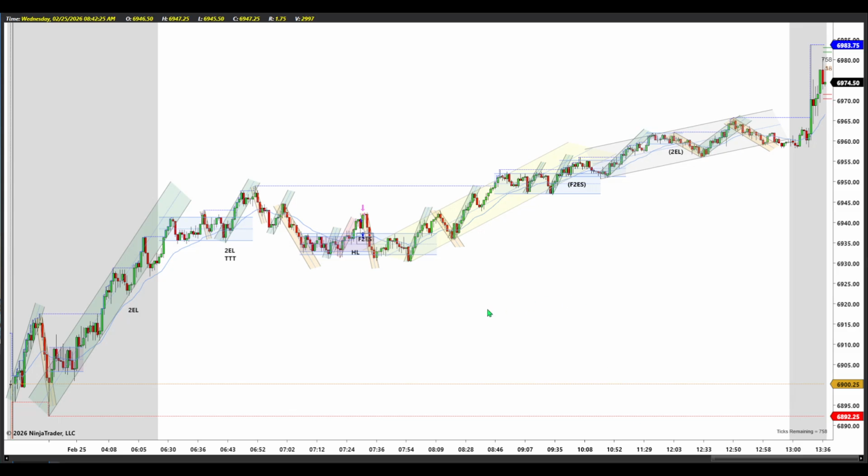February 25, 2026. This is the S&P 500 E-mini futures on the 2002 chart using NinjaTrader 8. This is what the chart looked like today. There was no economic data to really move the market.